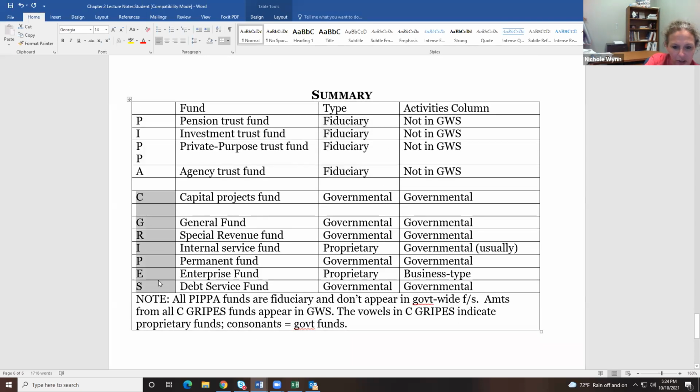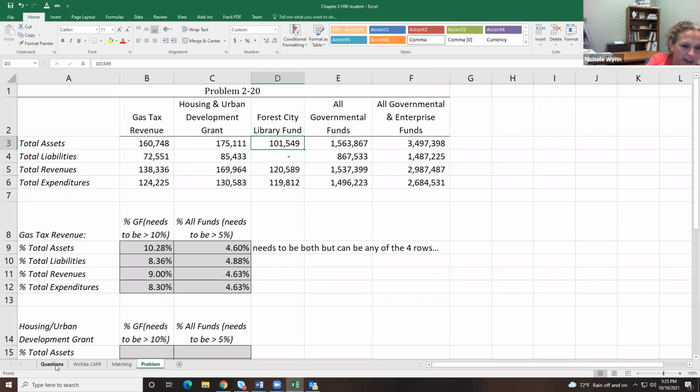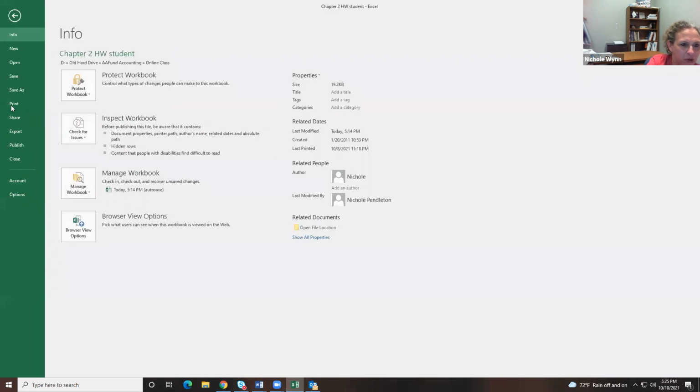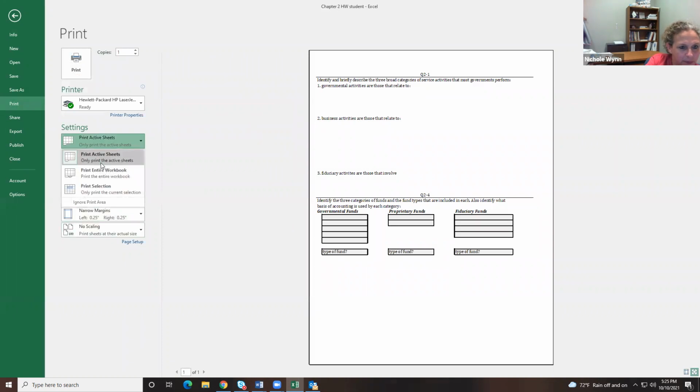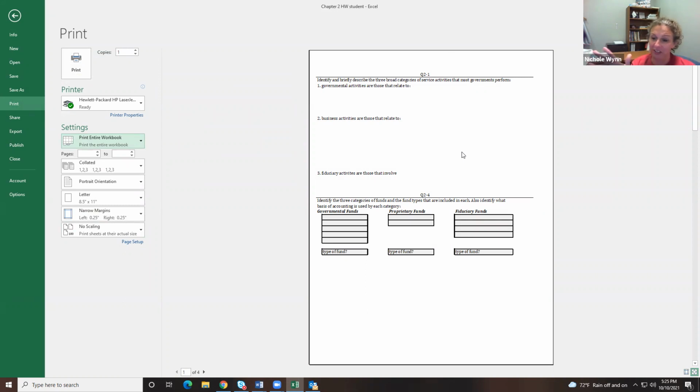Okay, so for homework for chapter 2, I already kind of started that one for you. You're going to have some questions, so let's just preview the whole thing and I'll run through it. The first tab is not nearly as cluttered as chapter one's homework. I just want you to briefly describe the three broad categories of governmental, business type, and fiduciary. Go in your notes and find some information. You don't have to fill in all the rows, just give me some summary. And then I want you to identify which ones are governmental, which ones are proprietary, and what kinds are fiduciary.